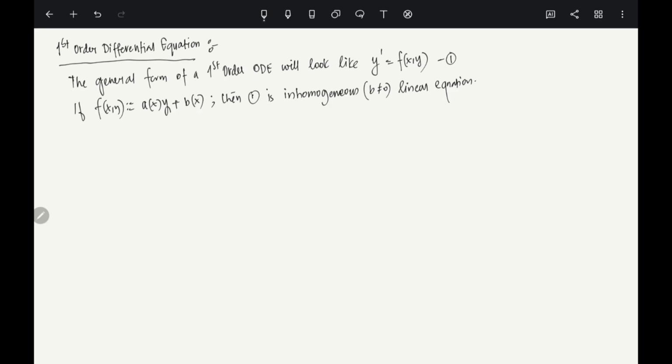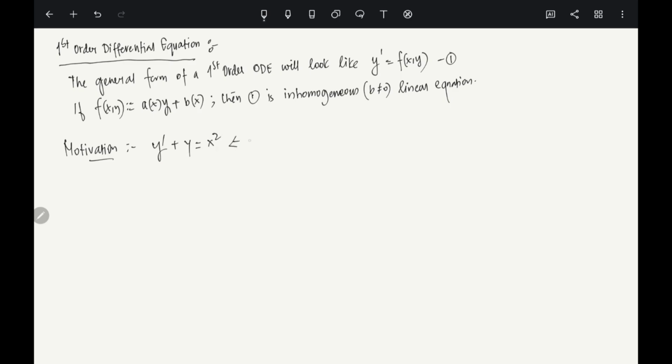Now it may happen that f of x, y may not be linear in y, so it can have y square, y cube, that sort of thing. Let me put it this way, as a motivation for what we are trying to do in this part. Let's look at y prime plus y equals x square.